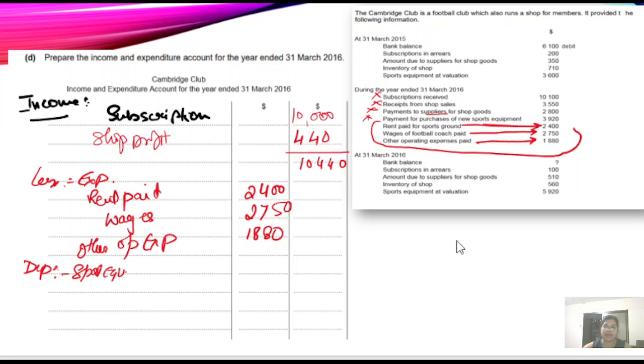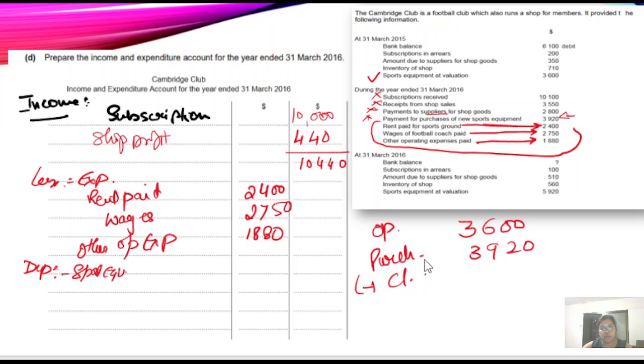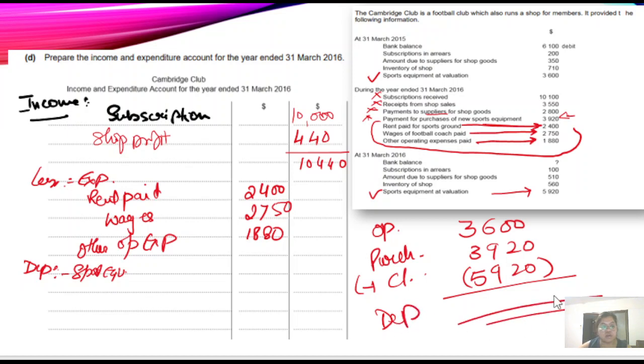Okay, the rest we are going to record is the depreciation related to sports equipment. How are you going to calculate it? You have the opening value of the sports equipment, that is 3600. Did you purchase any other sports equipment during the year? Yes, payment for purchase of new sports equipment, that is 3920. Then deduct the closing value of sports equipment, which is 5920.